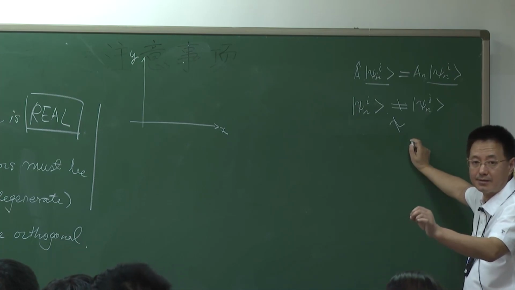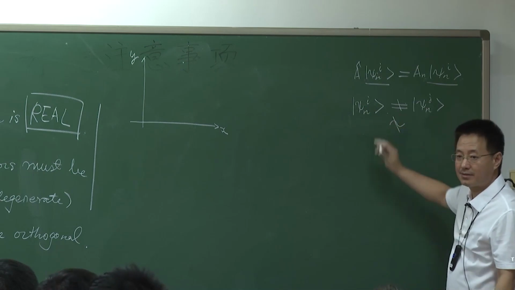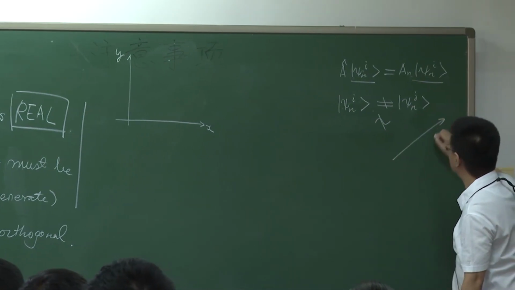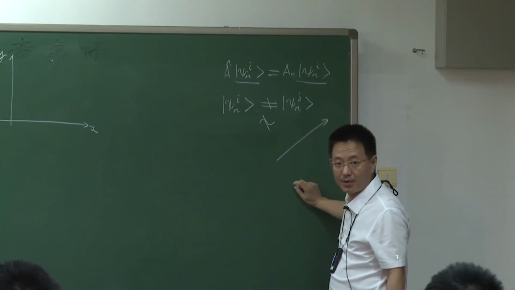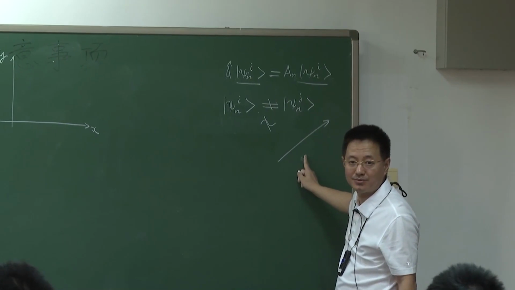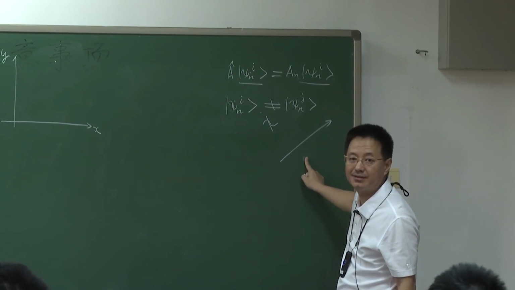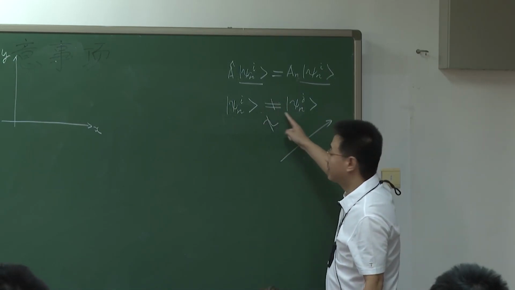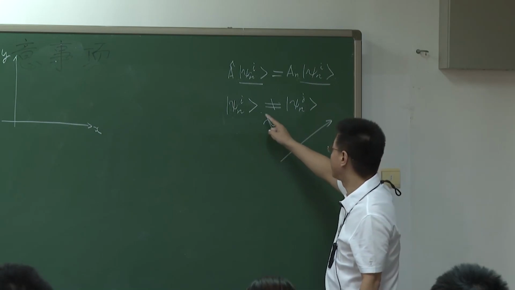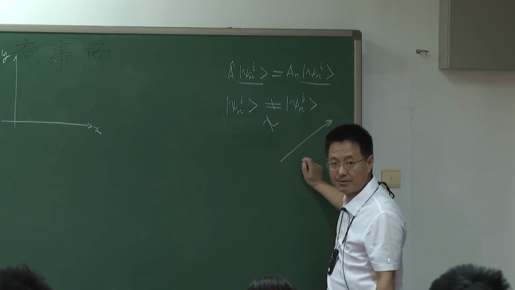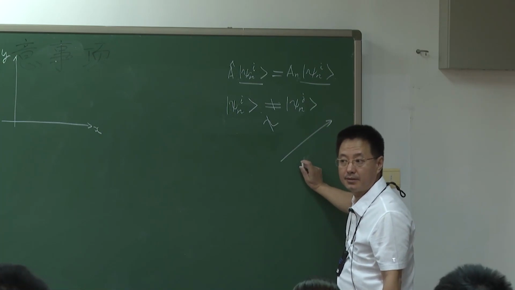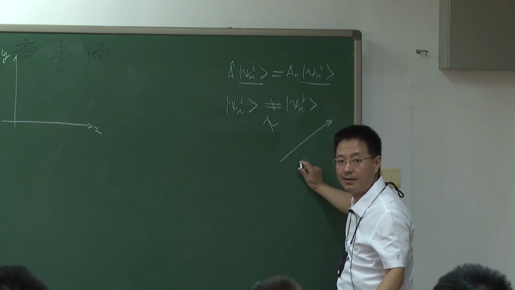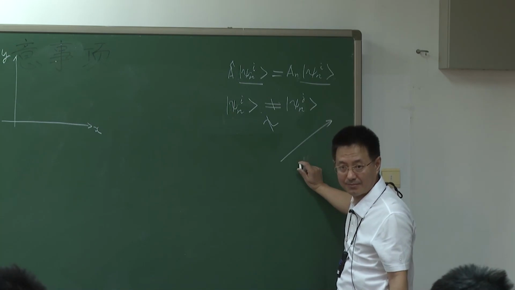And in that case, that means the two vectors are in the same ray. What does it mean in linear algebra? This is called linearly dependent. But if they are not equal or equivalent to each other, that means they are not linearly dependent. That means they are linearly independent.